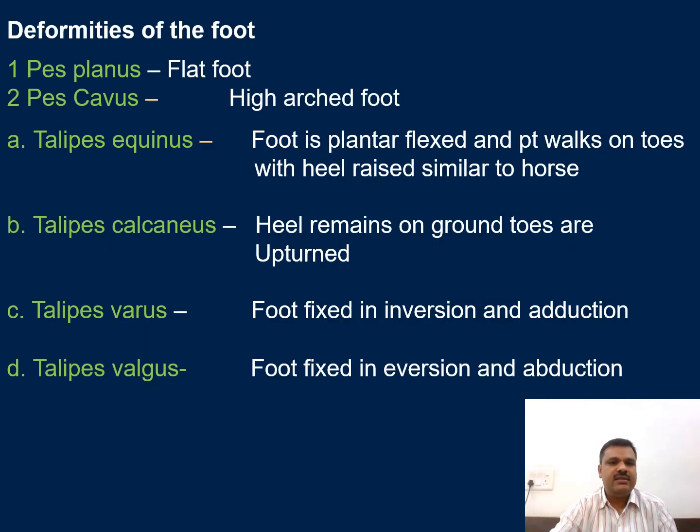So just to summarize, what is pes planus? Pes planus is flat foot, pes cavus is high arch foot, talipes equinus, the foot is plantar flexed, and the person walks on the toes with heels raised, similar to a horse. Talipes calcaneus, the heel remains on the ground and the toes are upturned. Okay, so the person is walking on the heels. That is called talipes calcaneus.